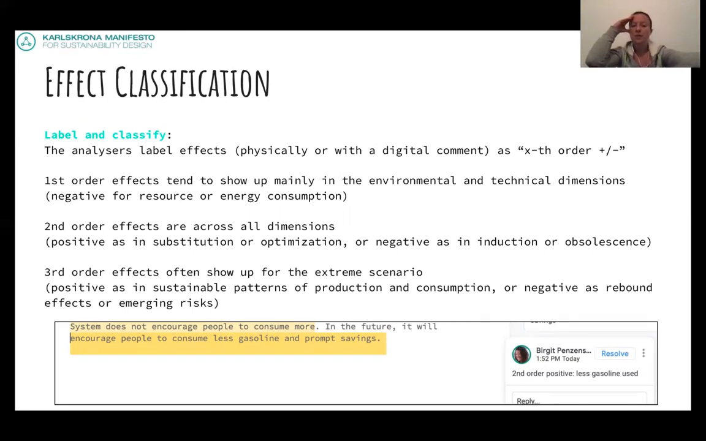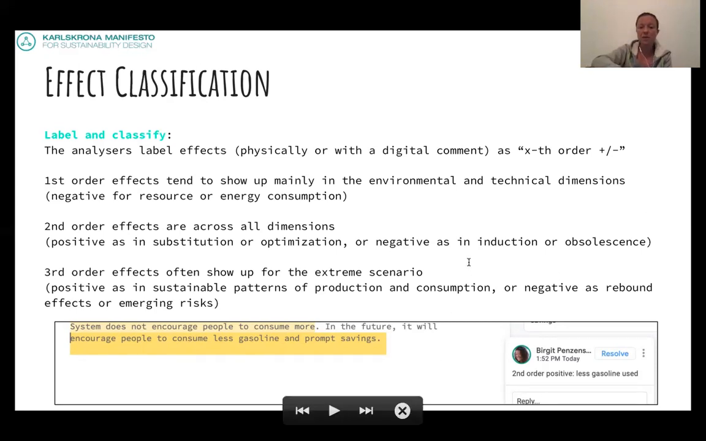So first order effects tend to show up mainly in the environmental and technical dimensions. Negative for resource or energy consumption, and second order effects are across all dimensions. They can be positive as in substitution or optimization, or they can be negative as in induction or obsolescence. And third order effects often show up for the extreme scenarios, so the part that we had last in the capture process. They can be positive as in sustainable patterns of production or consumption, or they can be negative as rebound effects or emerging risks.